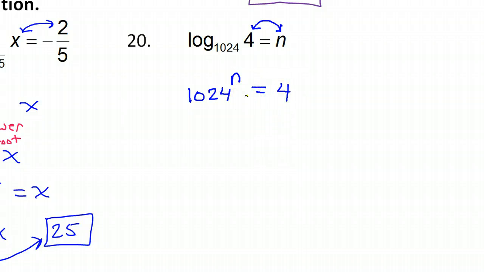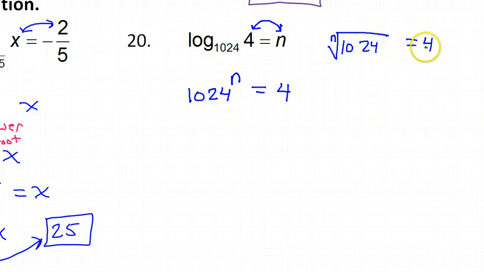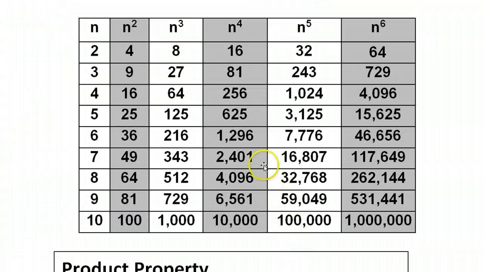Well, I see that I have a big number becoming a smaller number. So I'm thinking this is really going to be some kind of a root. Like what root is going to turn 1024 into 4? Okay, let's see. 1024 into 4. Alright, look, it looks like it would be the fifth root. The fifth root of 1024 is 4.